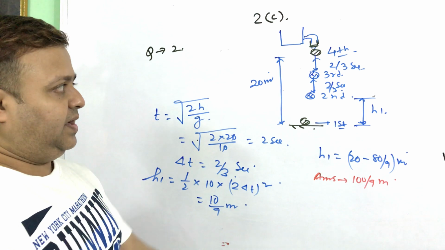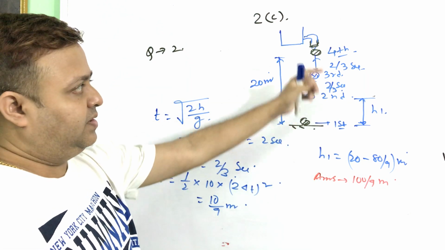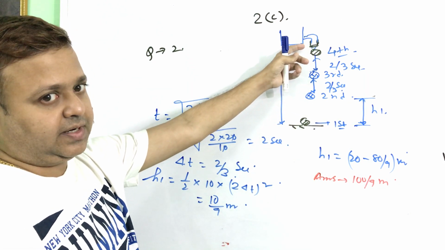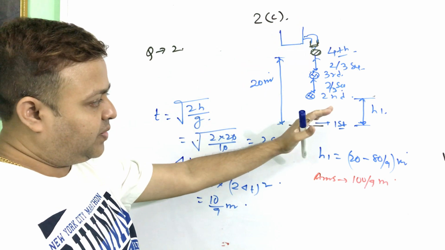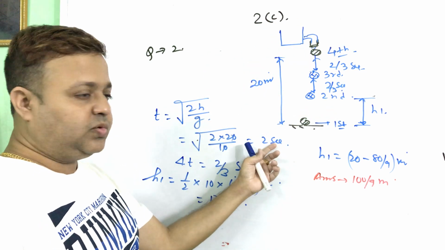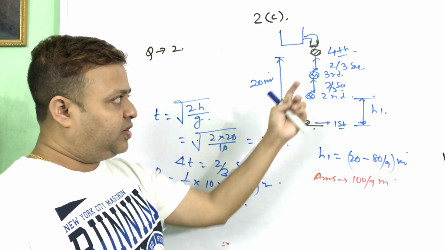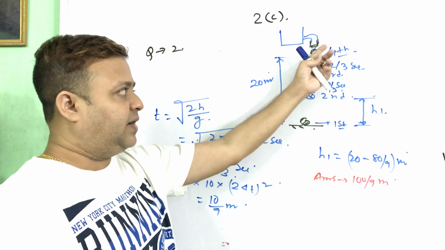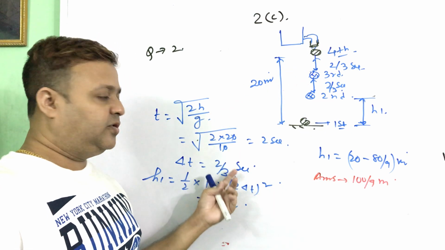Clear? Then when the first drop touches the ground, the fourth drop is leaving the leakage portion. That is the time required for the first drop to hit the ground, that is 2 second. So the time gap between successive drops, how many drops can we see now? 3, that is 2 by 3.